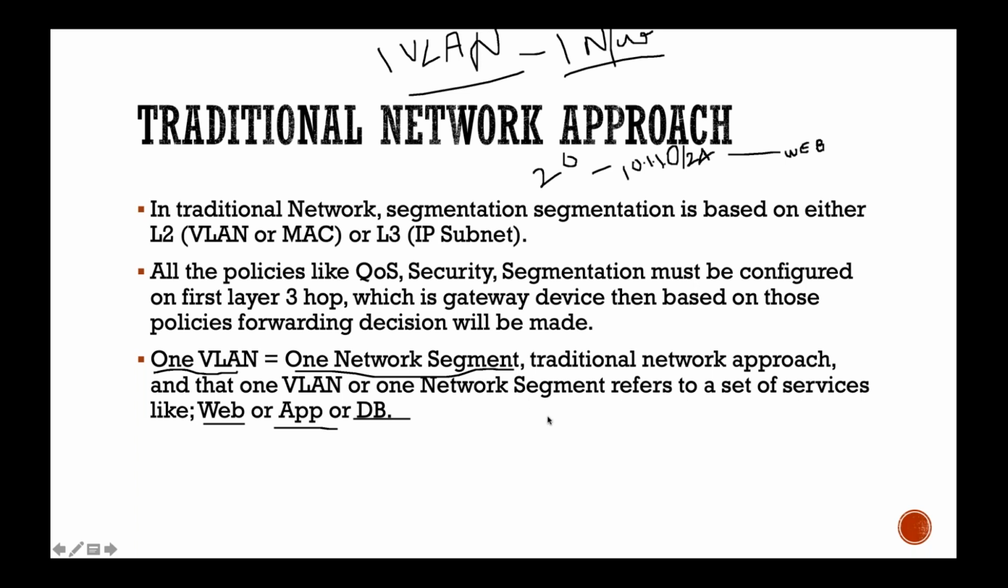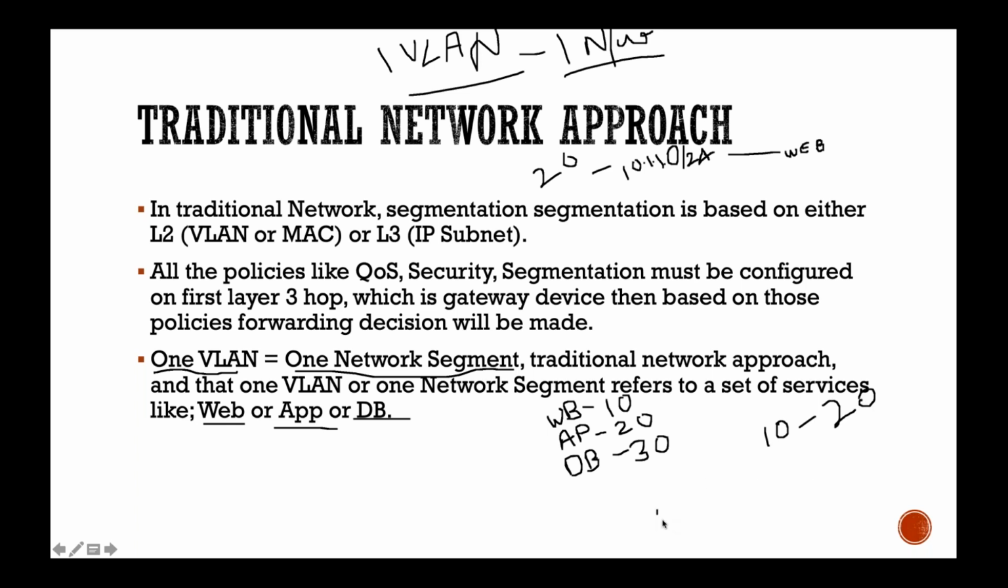So for an example, web is having 10 subnet. I'm just referring. App is having subnet 20. Database is having server subnet 30. I want web to talk to app. I want to create a policy that web can talk to app. What type of policy am I going to create? I'm going to say that 10 can talk to 20. This is the policy which I'm going to create.